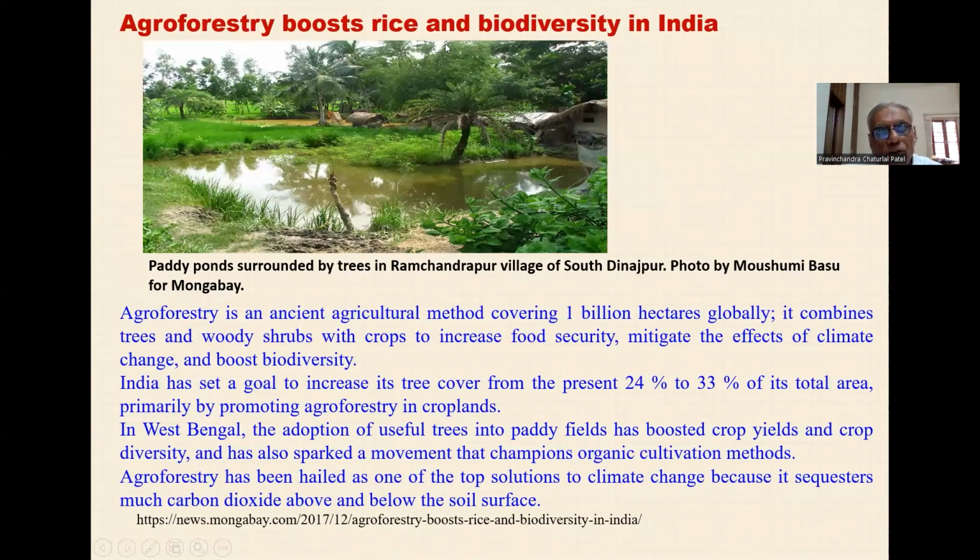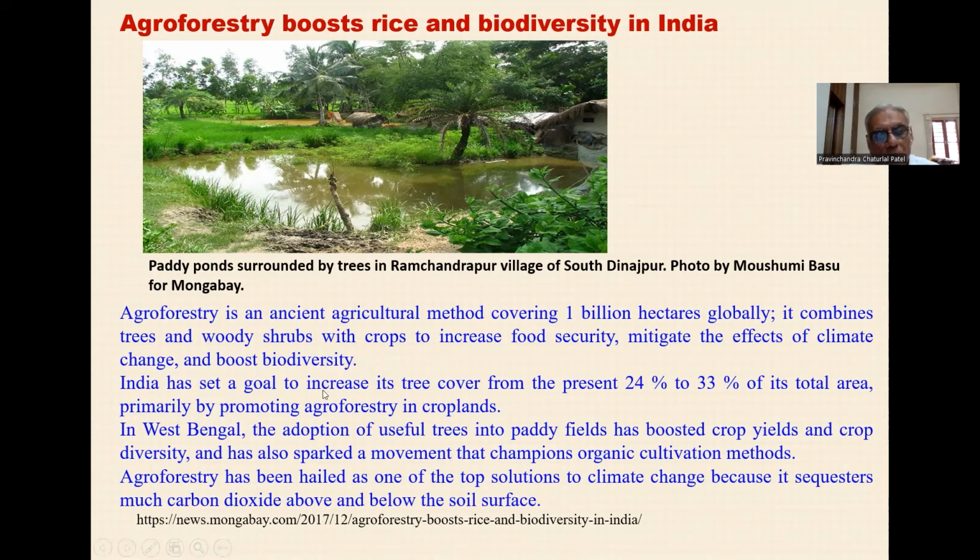So agroforestry boosts rice and biodiversity in India. Paddy ponds surrounded by trees in Ramchandrapur village of South Dinajpur. Agroforestry is an ancient agriculture method covering 1 billion hectares globally. It combines trees and woody shrubs with crops to increase food security, mitigate the effect of climate change, and boost biodiversity. So we have discussed that agroforestry helps in mitigation of climate change, and it boosts diversity. It increases food production because the soil fertility improves, so we can get higher crop production.